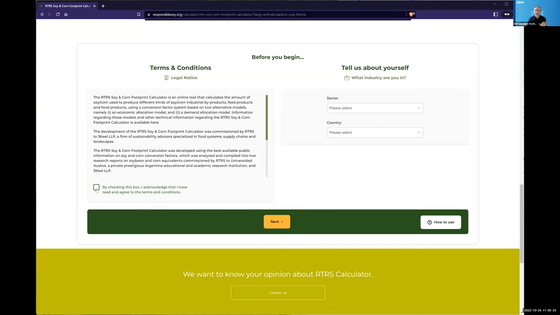One of which is just the terms and conditions of the tool, which you should, of course, read before you click the little check box to continue. Nobody would just tick the box without reading it, I know.